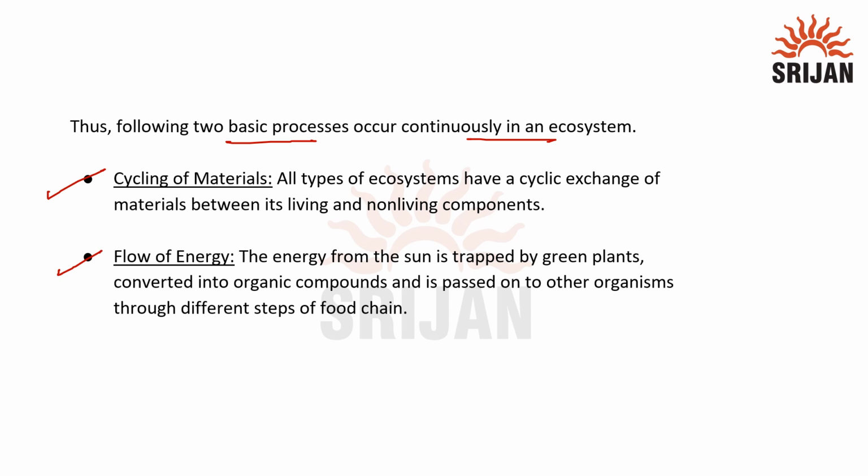All types of ecosystem have a cyclic exchange of material between the living and non-living components. Let's take an example. The soil, water or air is the abiotic component, and the plants are the living component. Now let's see the interaction. Plants consume nutrients, carbon dioxide and water from this abiotic source, and then it enters the food chain.